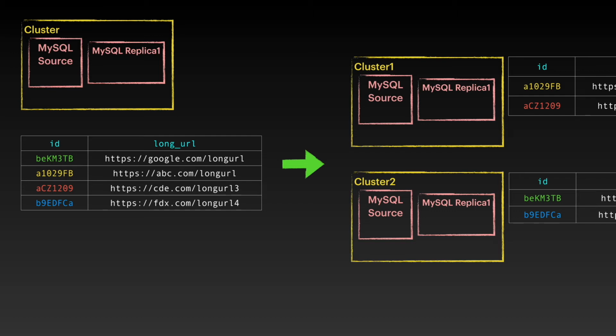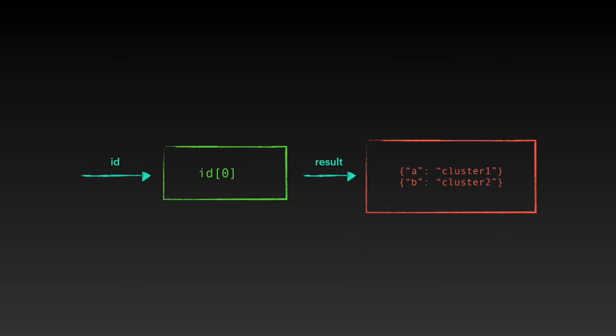Let's run the transactions manually and see how it works. This is our first write transaction. It writes a short URL ID and long URL into the database. By applying the sharding with ID as partition key, we apply the hash function on ID, where we take the first alphabet, which is B. By looking at the sharding configuration, for B, we should write to cluster 2. So the transaction will be written to cluster 2.